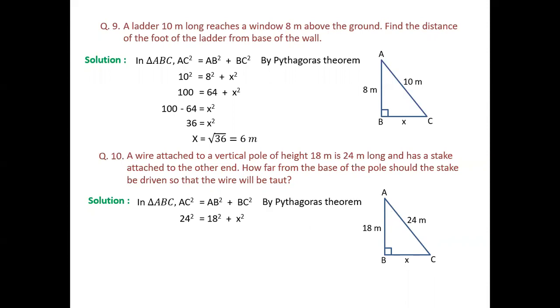24 square is equal to 18 square plus x square. 24 square is 576. 18 square is 324 plus x square. Subtract it. 576 minus 324 is x square. So 252 is x square. So x will be root of 252, which is approximately 15.87 meters. That means this length, x length, is 15.87, almost 16 meters. 11th.